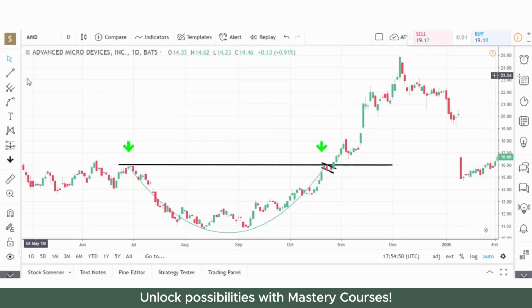And we see this stock encountered a little bit of resistance at this point. It was able to break through, retest this resistance level, and then move higher, up again, as we talked about, to the $25 level. So that is the cup and handle pattern and the stock of AMD.